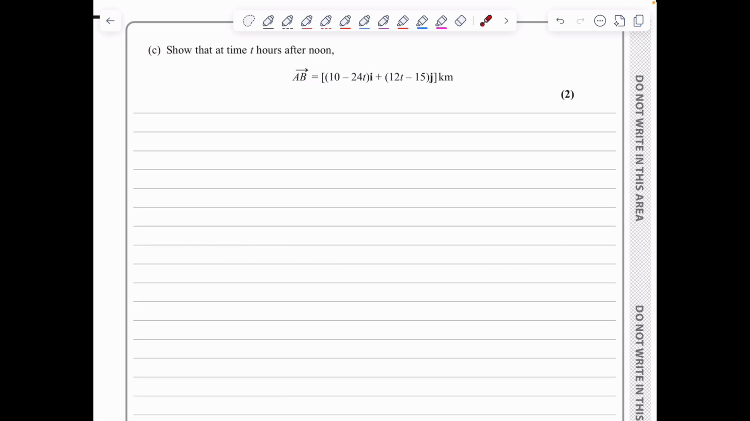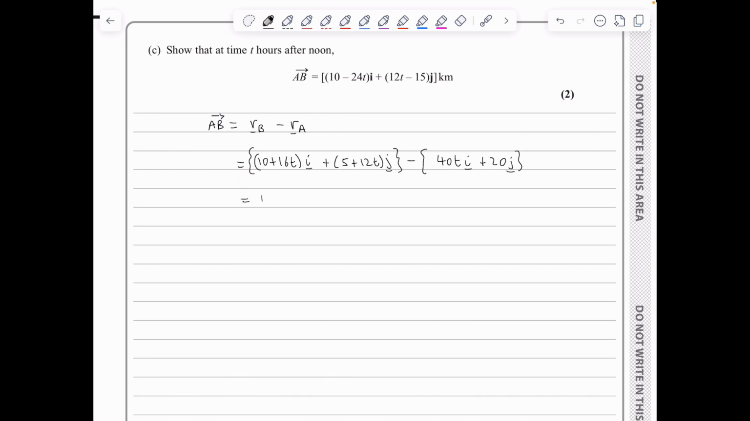In part C, we need to show that at time t hours after noon, the vector AB is given here by this expression in terms of t, i, and j. So we know that the vector AB is given by the position vector of B minus the position vector of A. Now the position vector of B is what we found in part B, so we're looking at (10 plus 16t) i plus the (5 plus 12t) j. This is the position vector of point B, and then the position vector of A is simply the 40t i plus the 20j. I simply need to collect the i's and then the j's together.